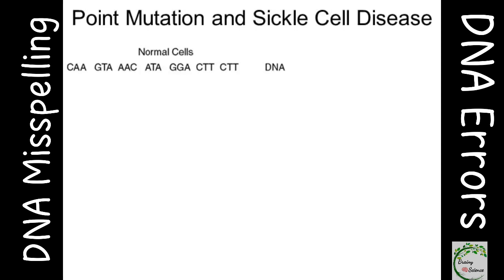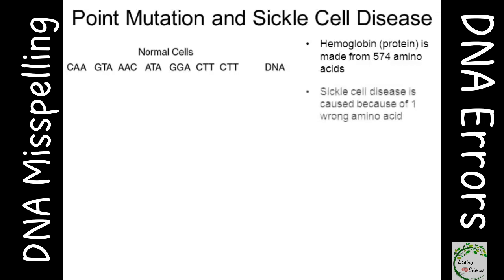Okay, now I want to go back and explain why just one wrong amino acid can be a really big deal and have drastic side effects. You may have heard of the protein called hemoglobin. Well, hemoglobin is a protein found in red blood cells. It helps red blood cells carry oxygen around your body. Hemoglobin is a protein, and like all proteins, is made from a bunch of amino acids. In fact, hemoglobin is made from 574 amino acids.